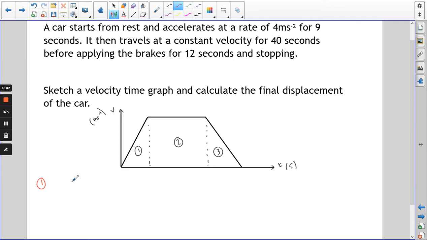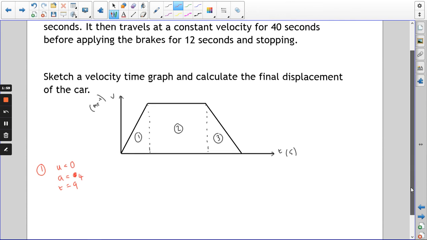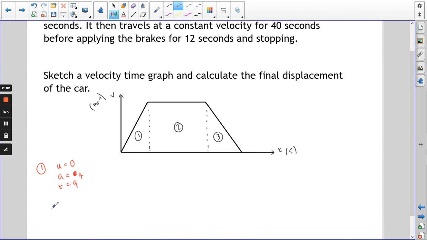So in stage 1, we know the car started from rest, so u equals 0. We know that it accelerated at 4 meters per second squared for a time of 9 seconds. We can use v equals u plus at. So 0 plus 4 times 9 to find that the maximum velocity is 36 meters per second. So already I can say that after 9 seconds the car had reached a velocity of 36 meters per second.